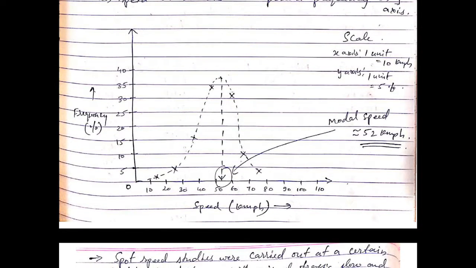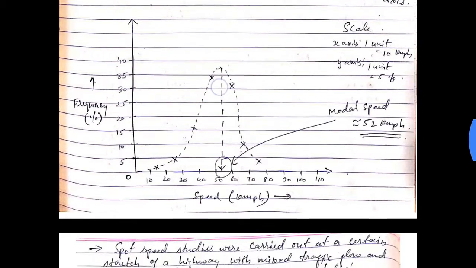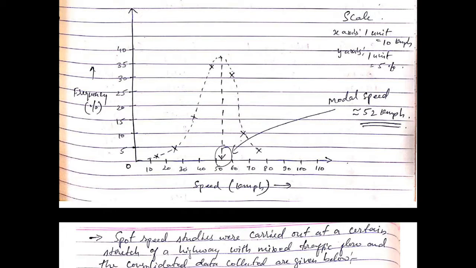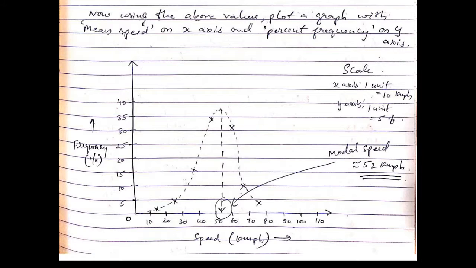Now in this curve you need to find out which is the uppermost point. So this here is the uppermost point. From this point you need to draw a perpendicular downwards. It will intersect the x-axis at a point, and you can read this speed.